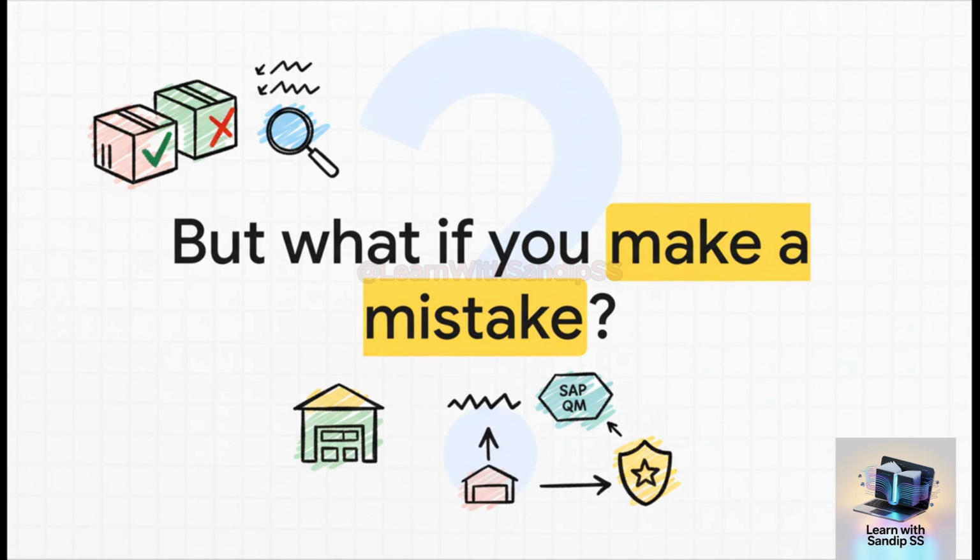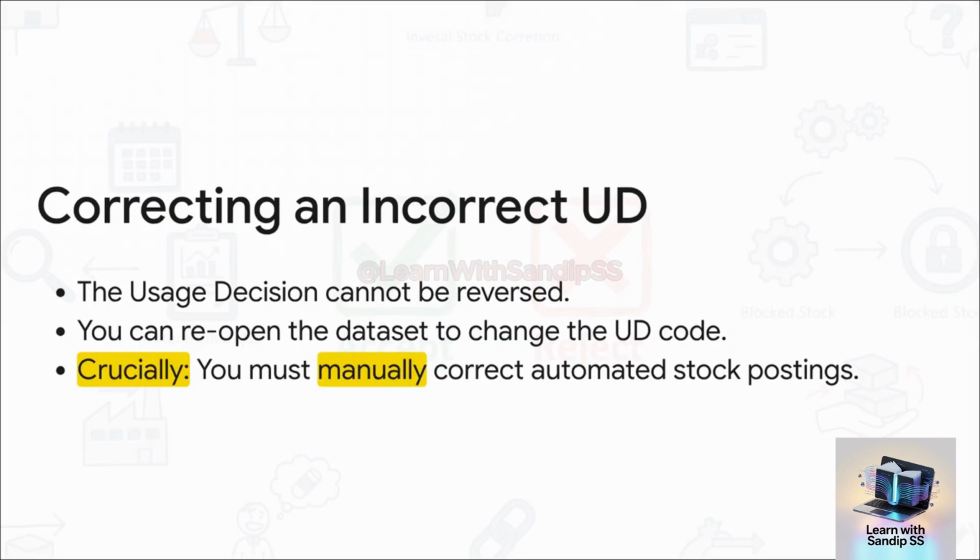And of course, that leads to the question everyone is thinking right now. We're all human. Mistakes happen. What if you clicked accept when you really meant to click reject? Is it all over? Is that bad material now on its way to the production line? Okay, deep breath. Here's the fix.